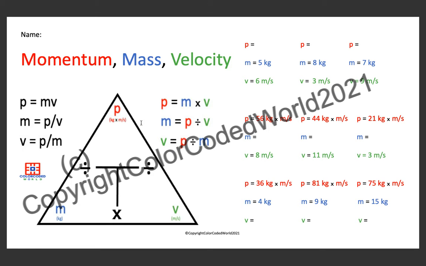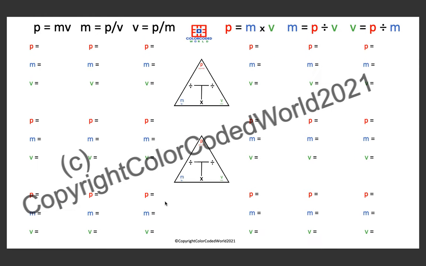For the mass, we would do the exact same thing. We would put our 56 up top by momentum because it's 56, it's in red, it's measured in kilograms times meters per second. Then we would take our 8 right here and put it next to our green V for meters per second. We would do the 56 divided by 8, giving us a mass of 7 kilograms. And then for velocity, we would do the same thing following the same format. Right here, we would put in our 36 up top. We would put our 4 by our blue mass. We would do 36 divided by 4, and we would get a velocity of 9 meters per second.